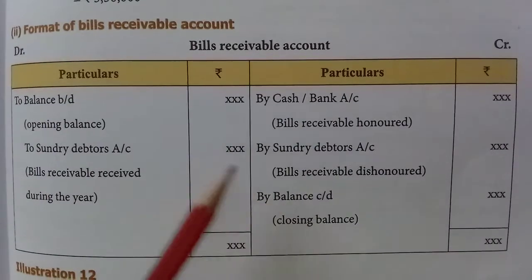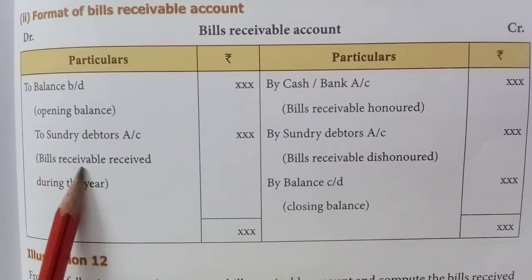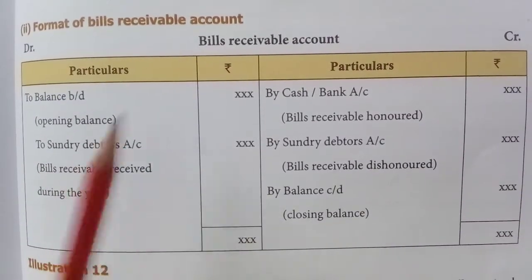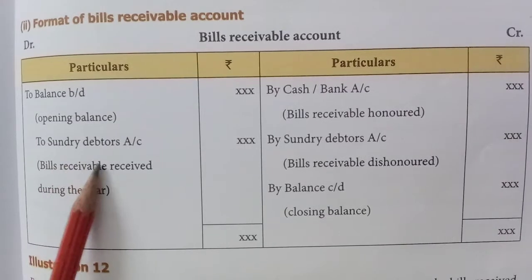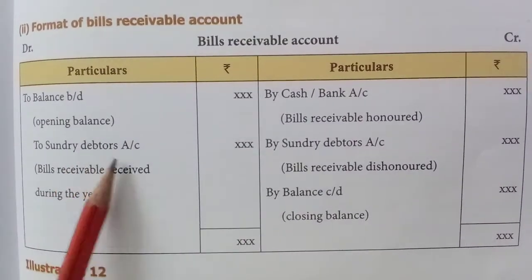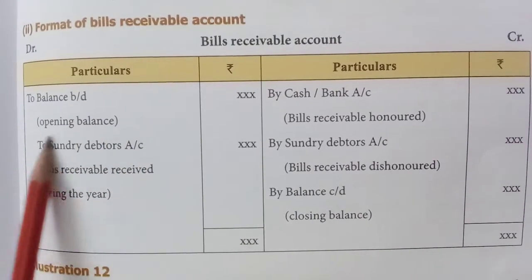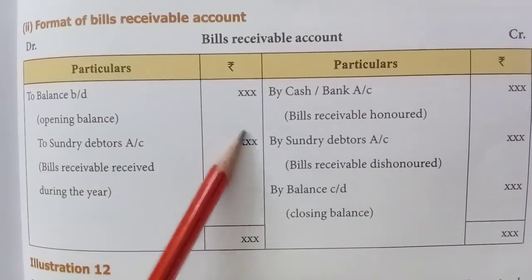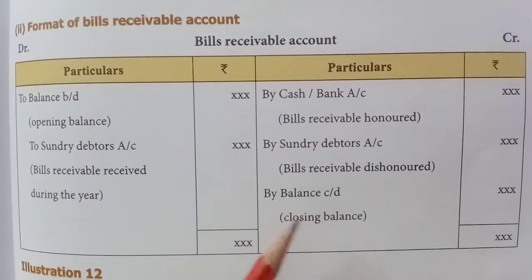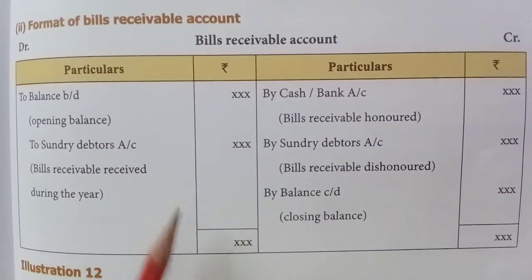Then closing balance. Here again, when we receive some more bills receivable, we have to write this entry: bills receivable account debtor to sundry debtors. Then closing balance. Either they will ask for this amount, how many bills we have received during the year, which may be the calculating amount, or the closing balance. Any one they will ask you to calculate. You might have understood this bills receivable account.